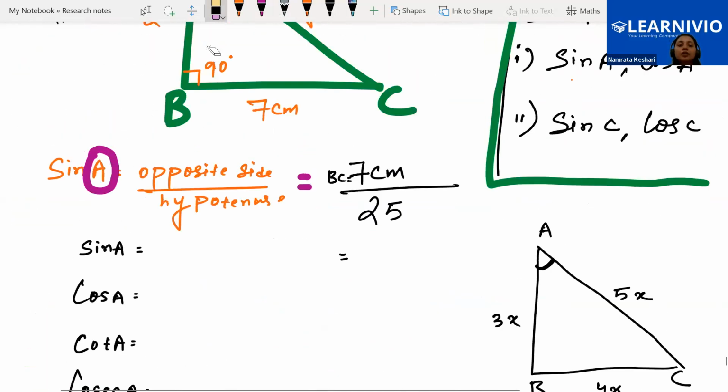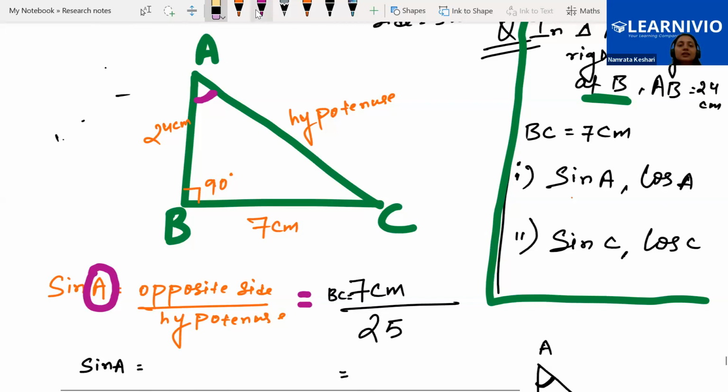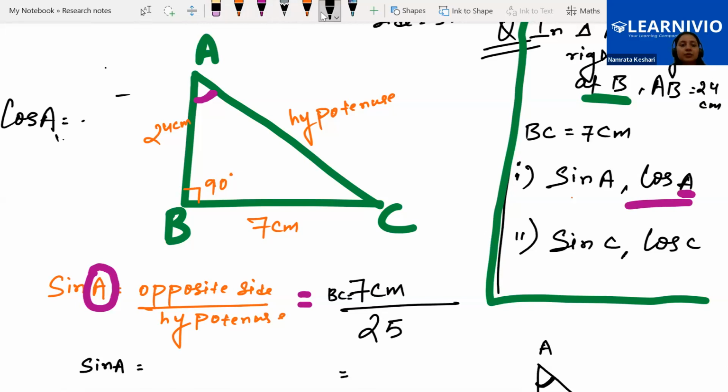Now tell me, according to this triangle, cos A is there. According to angle A, we have to decide which one is opposite, which one is adjacent. And accordingly, we will use the formula. Tell me what is the answer. For sine A, the answer is 7 by 25. What is the answer for cos A? 24 by 25. Exactly. It will be 24 by 25 because adjacent side is 24 and hypotenuse is 25. Just now we have found.